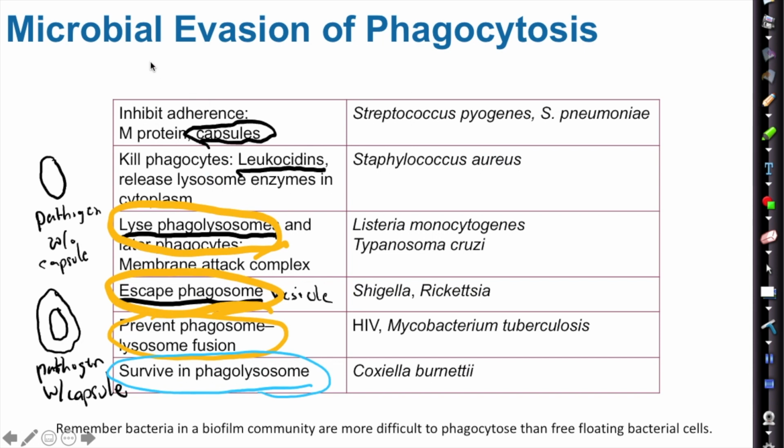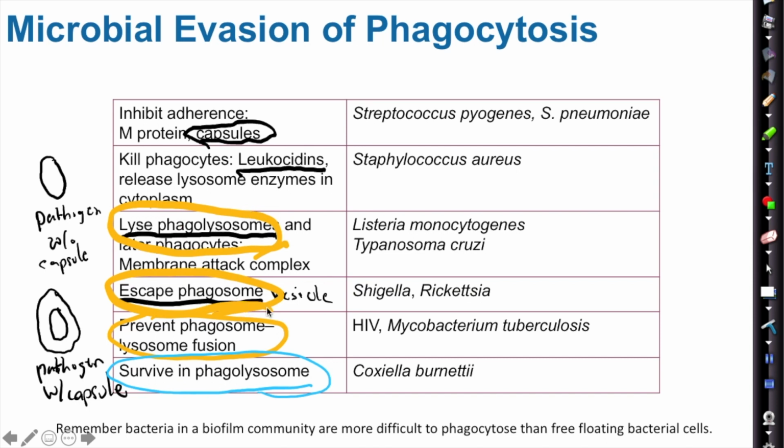Okay, so how do microbes evade this phagocytosis that happens? Well, they can have things like capsules, and we talked about capsules being another layer, which makes it more difficult to get around and be able to bind through your toll-like receptors. They can kill the phagocyte, so that's what a leukocidin does, it's going to release lysosome enzymes in the cytoplasm, and that causes things to lyse, and that kills the macrophage or neutrophil or dendritic cell. You can lyse the phagolysosome, so when they fuse together, you can have that lysis.